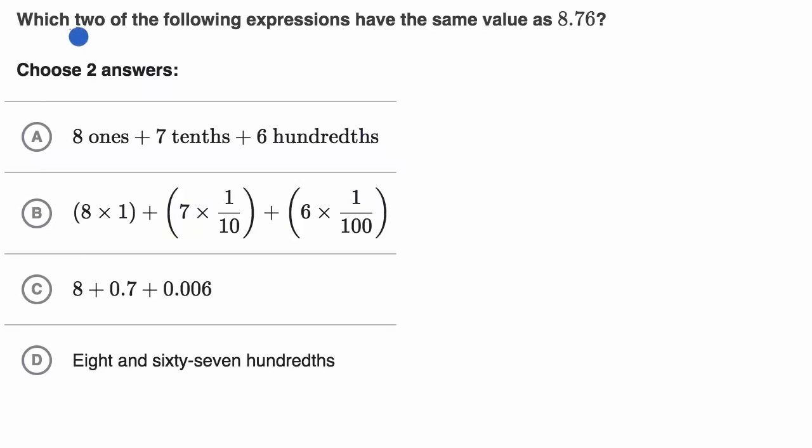We're asked, which two of the following expressions have the same value as 8.76? Pause this video and see if you can figure this out on your own. All right, now let's do it together.